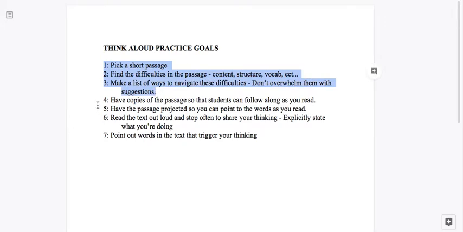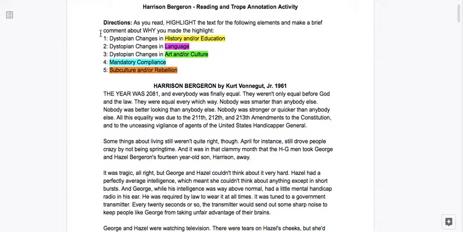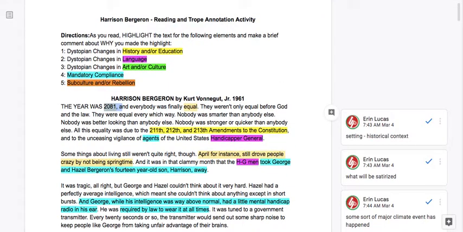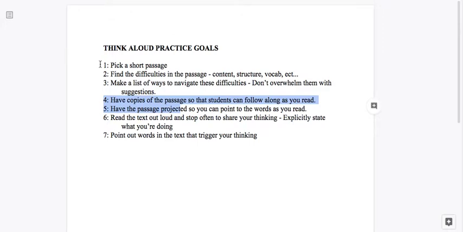Then it says that we need to have copies of the passage and have the passage projected. Well, obviously we're doing distance learning, so we'll be navigating both of those easily through posting the assignment through Schoology. The students, for example, when they do this Harrison Bergeron activity, will be looking at a document like this, while I will be looking at and reading along and modeling the Think Aloud behavior, looking at a document like this. So we now have 1 through 5 completed.